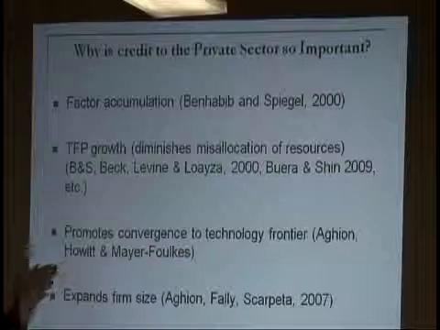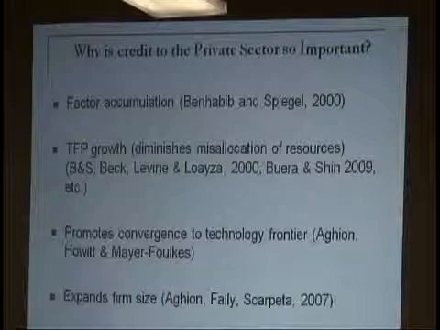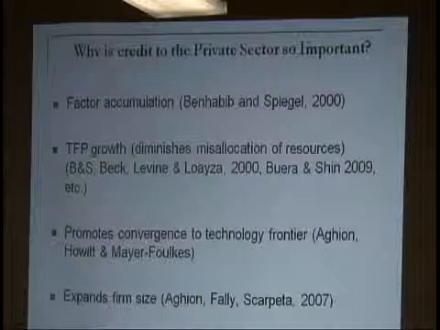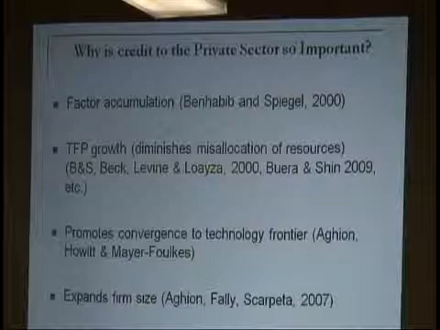Having credit to the private sector is important because there's a nice paper that shows that financial development promotes what is called convergence to the technology frontier. Because when a firm has access to this money, it can invest in new technology, can adopt new technology, can actually adapt new technology and so forth. So they can converge to the technology frontier. And this is not what's happening in Mexico. We are not converging to the technology frontier, which for our purposes is basically the US market. As we saw before, we are not converging at all.